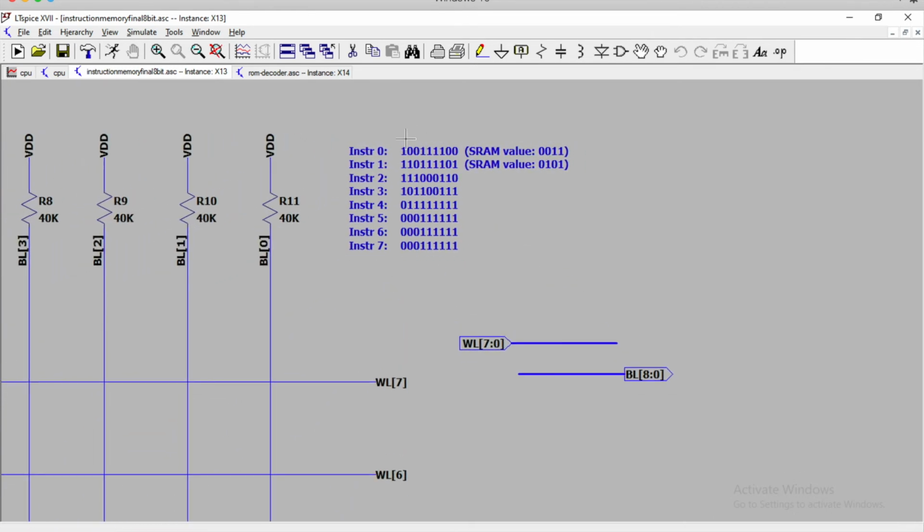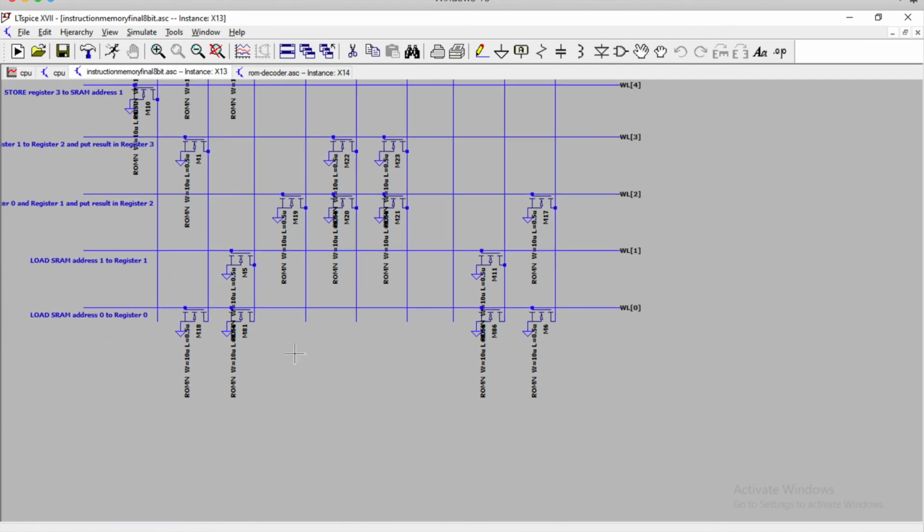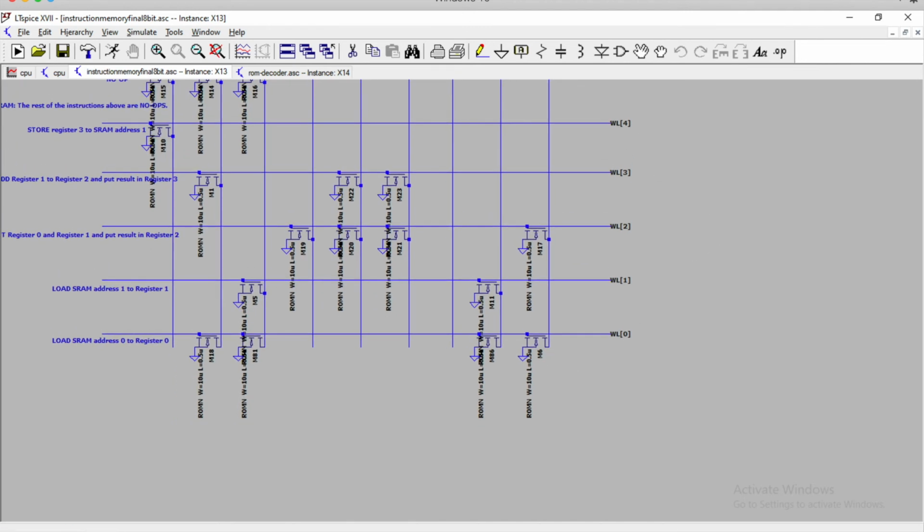corresponding columns will be shorted to ground through the transistors that we trigger, and they correspond to the 0s on the output. So like we can see here, we should have transistors on columns 2, 3, 8, and 9 for instruction 0. So we go to wireline 0, and indeed we see transistors on the corresponding columns. So that's how that works at a high level.